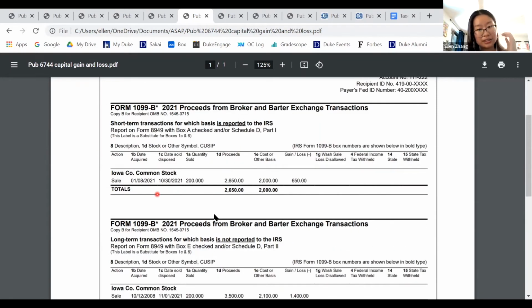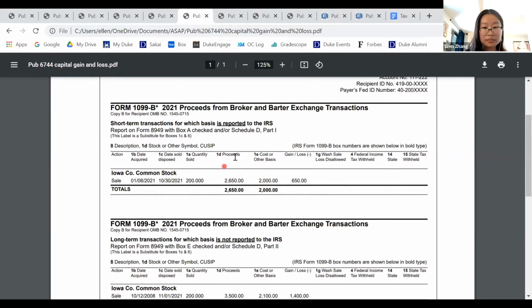So right here in the first part, we have a short-term transaction in which the basis is reported to the IRS. We can see that the name of this investment is Iowa Co. Common Stock. And we'll see the date acquired, the date it was sold, and the quantity sold. Probably the most important part is the cost and the proceeds here in box 1D and 1E. The cost would be how much you originally bought the stock for, and the proceeds is how much you sold it for. We can see that this person here made a profit of $650 from buying and selling the stock.